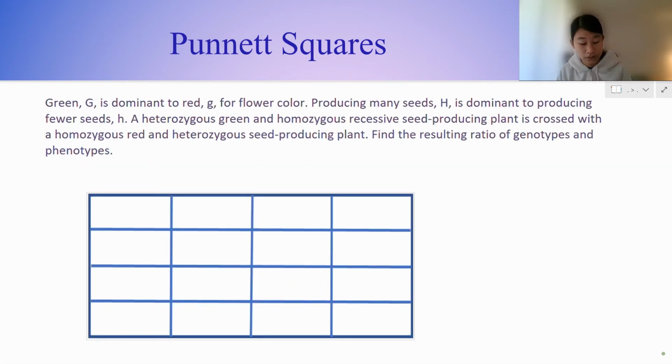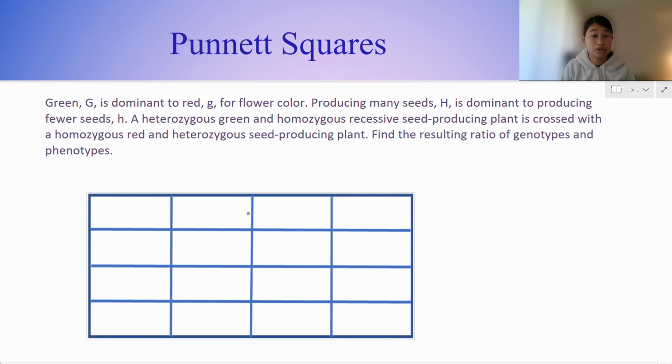Green, capital G, is dominant to red, little g, for flower color. Producing many seeds, capital H, is dominant to producing fewer seeds, little h. A heterozygous green and homozygous recessive seed-producing plant is crossed with a homozygous red and heterozygous seed-producing plant. Find the resulting ratio of genotypes and phenotypes.